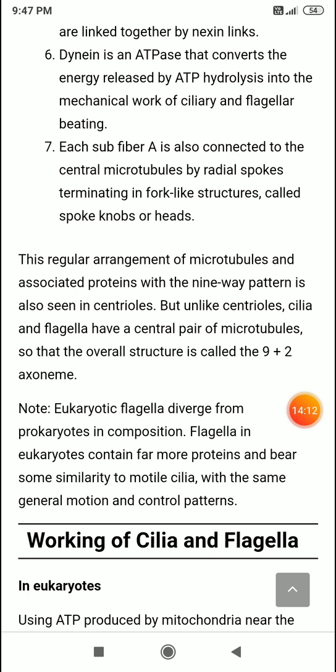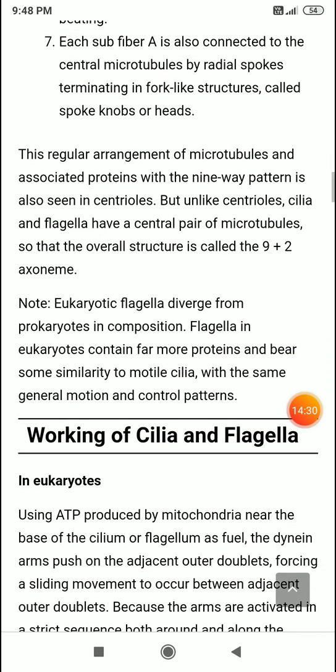Eukaryotic flagella diverge from prokaryotic flagella in composition, and flagella in eukaryotes contain far more proteins and bear some similarity to motile cilia, with the same motion and control patterns.